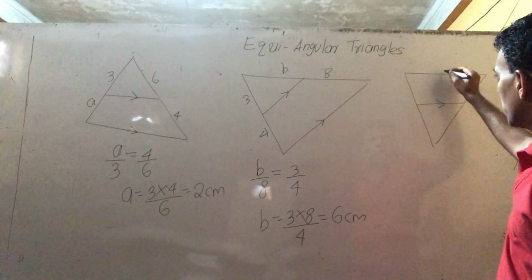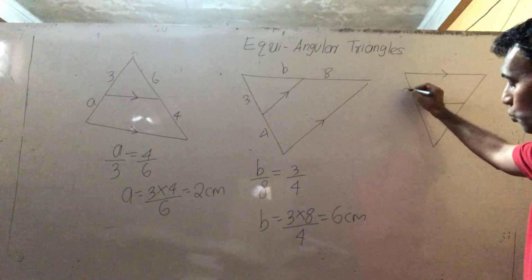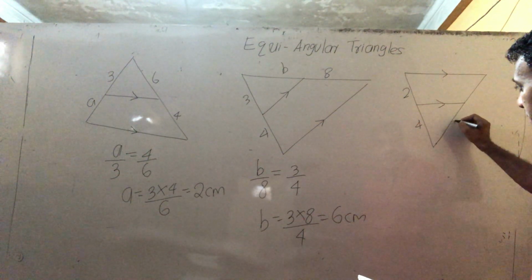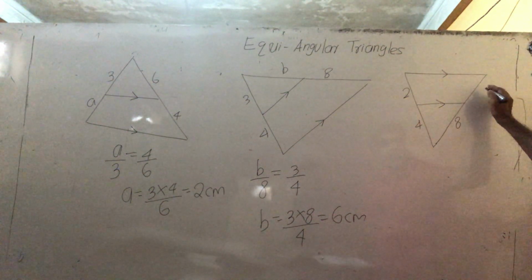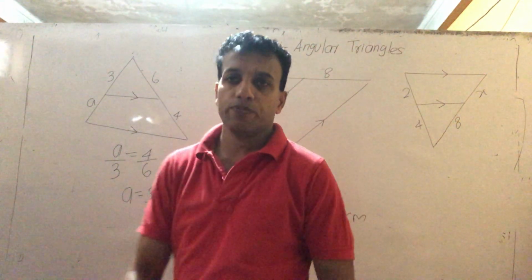These two are parallel here. Here 2, 4, 8. This is missing, I think it's X. We mark X as the missing value. So find the X value.